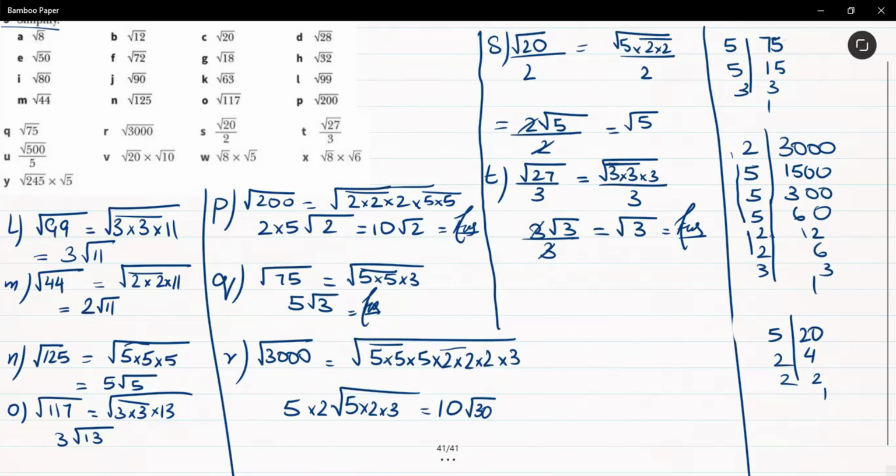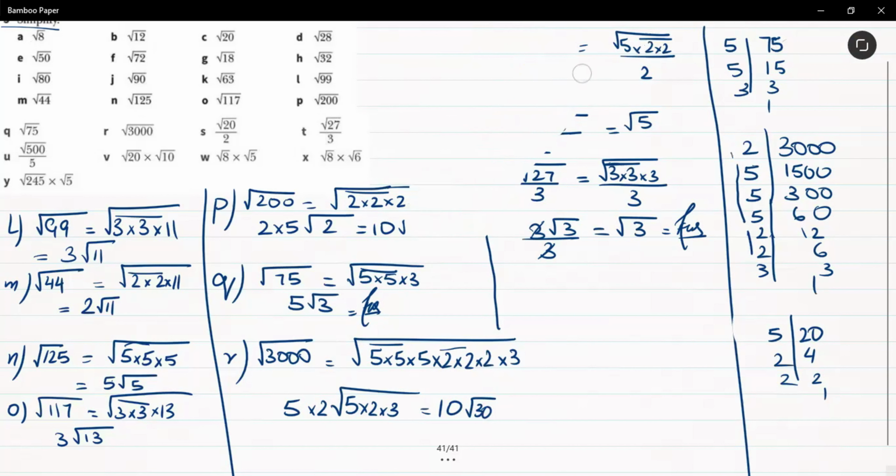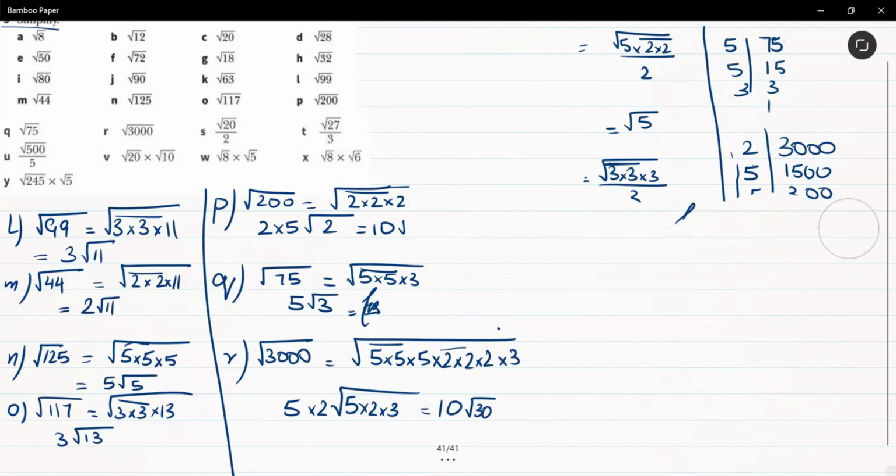Let me just erase my board here. Please wait a second before I go on and continue. Okay. Let me just erase this. It's simple.